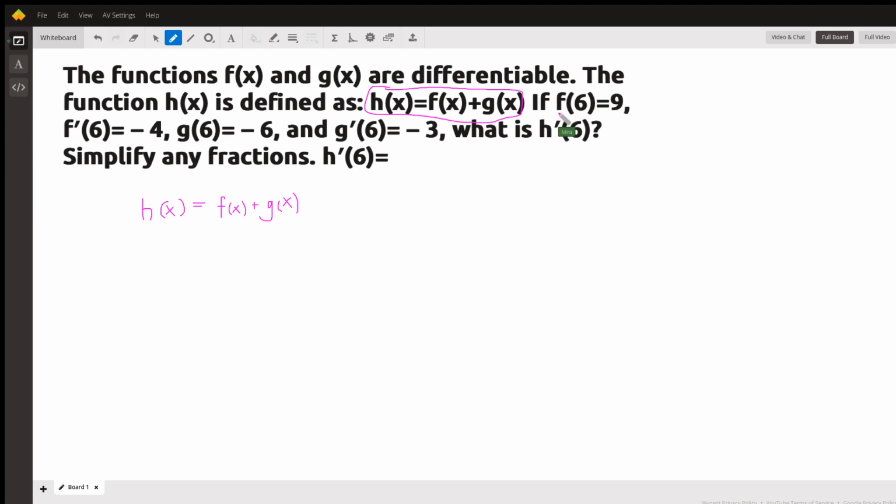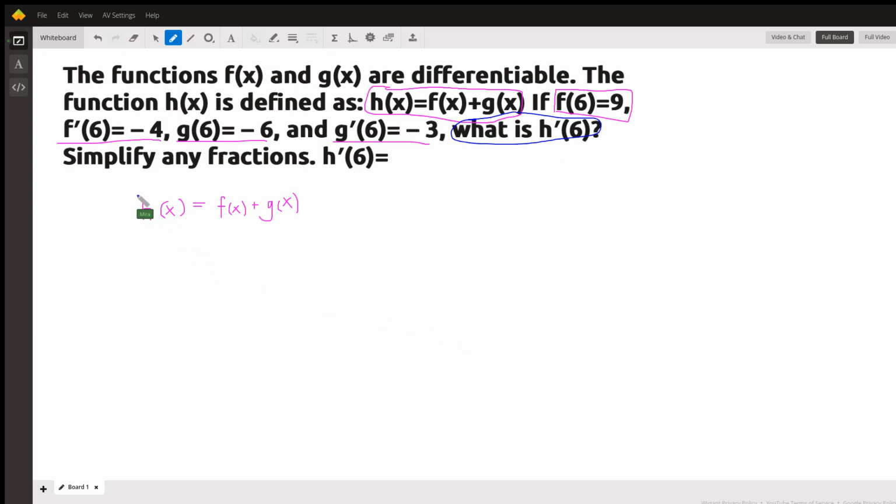So the question is giving us all of these values that we are supposed to know. So f of 6 is equal to 9, f prime of 6 is equal to negative 4, g of 6 is equal to negative 6, and g prime of 6 is equal to negative 3. Now let's look at the actual question. So the actual question is what is h prime of 6? So we're looking to take the derivative.